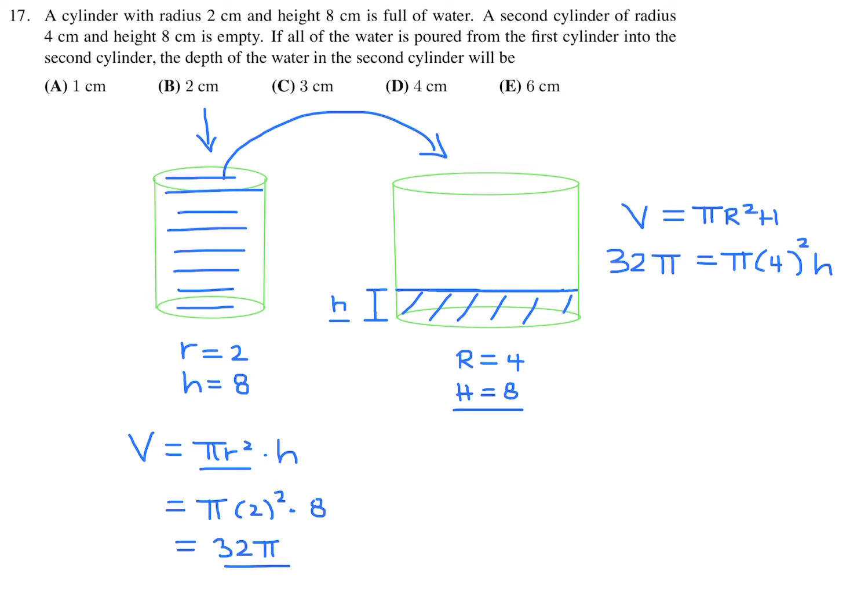Okay, this is the equation we have to figure out. So the pi's cancel, and you're just left with 32 is equal to 16h, and therefore h is equal to 2. So number 17, the answer is B.